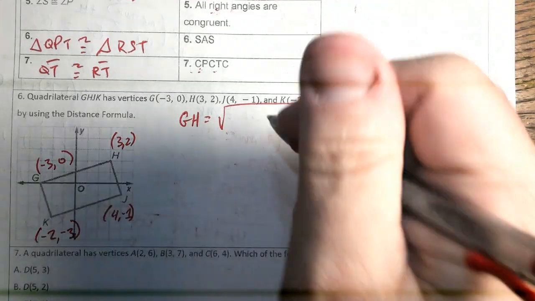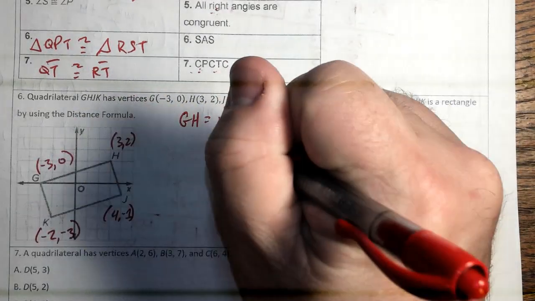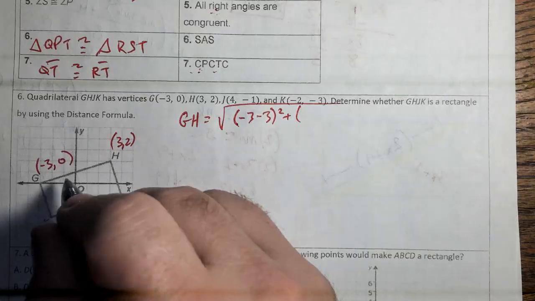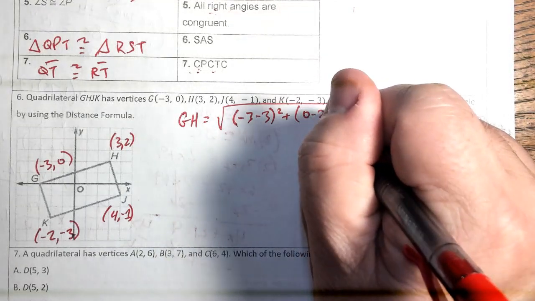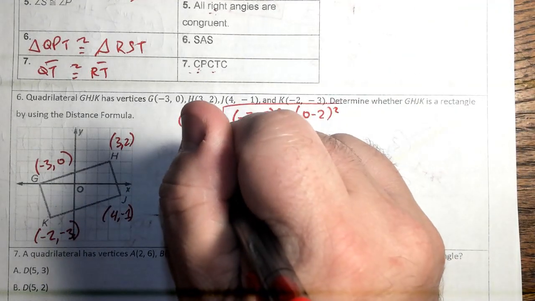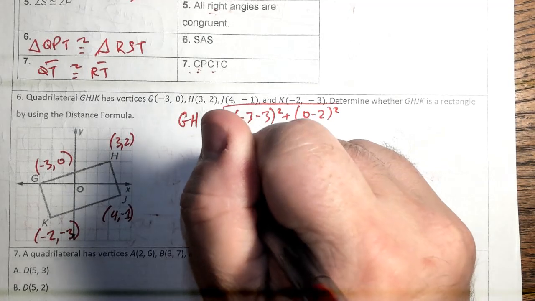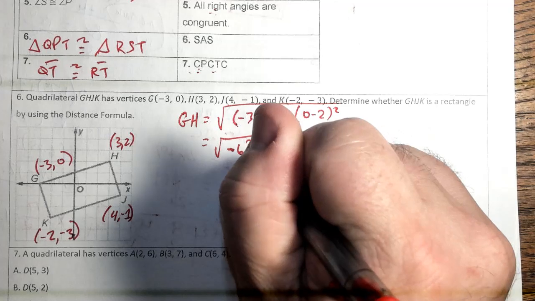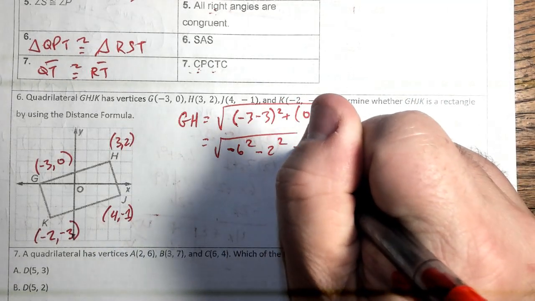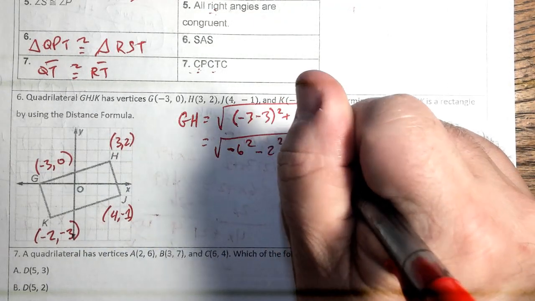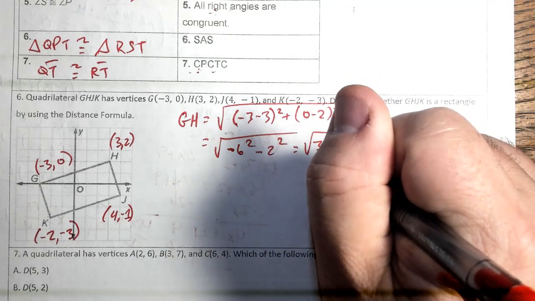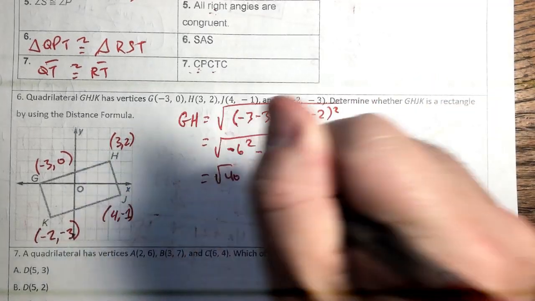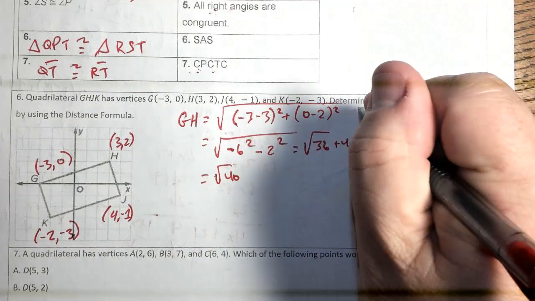Okay, so GH, we have negative 3 minus 3 squared plus 0 minus 2 squared. We'll take this down. Negative 3 and negative 3 make negative 6. 0 and negative 2 make negative 2. Just going to take these over here. We square negative 6 and we have 36. We square negative 2 and we have positive 4. So GH is going to be the square root of 40.